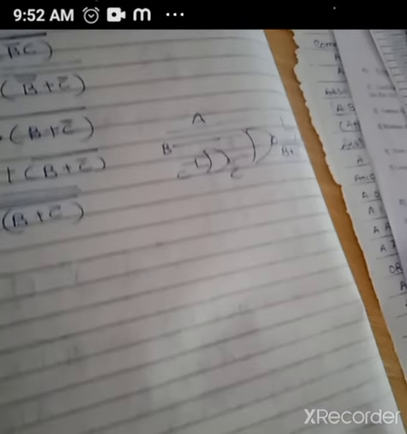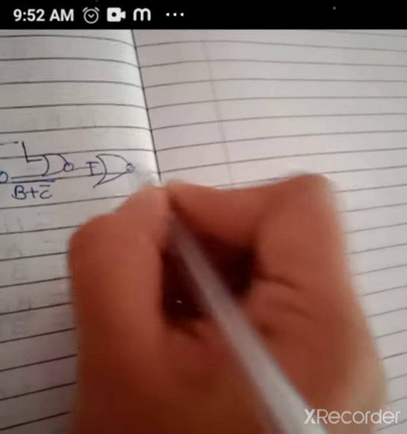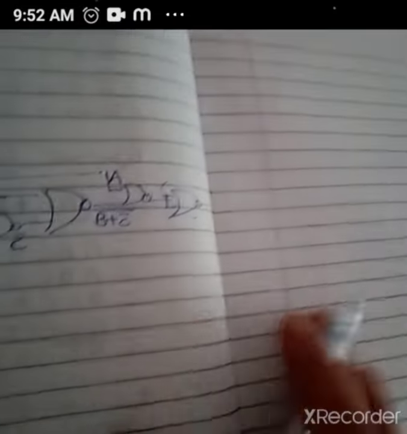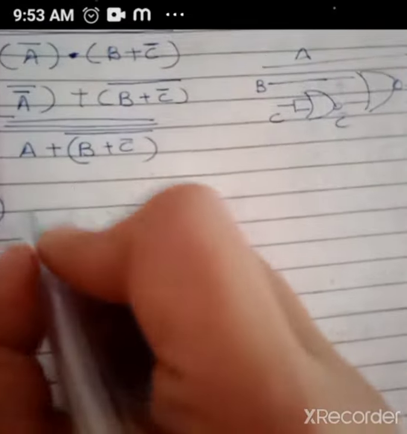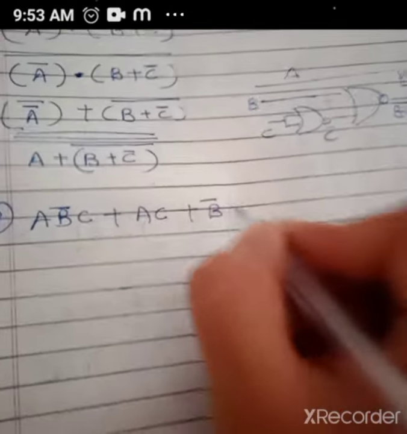And again, if you put one inverter there, here A, this will give you this whole term, and this inverter will give you double bar, right? So like this you have to implement the given equation using De Morgan's theorem. Now we'll see the next equation: A B bar C plus AC plus B bar C.